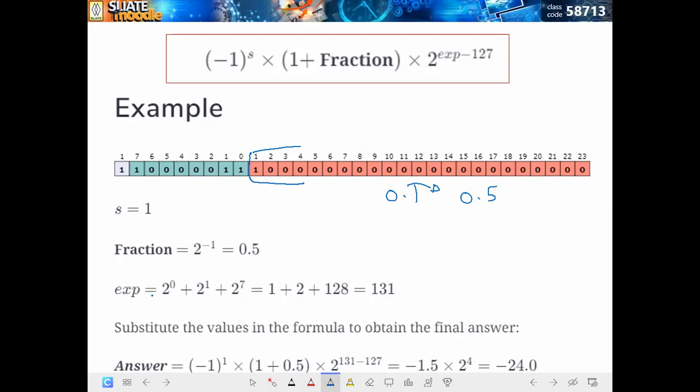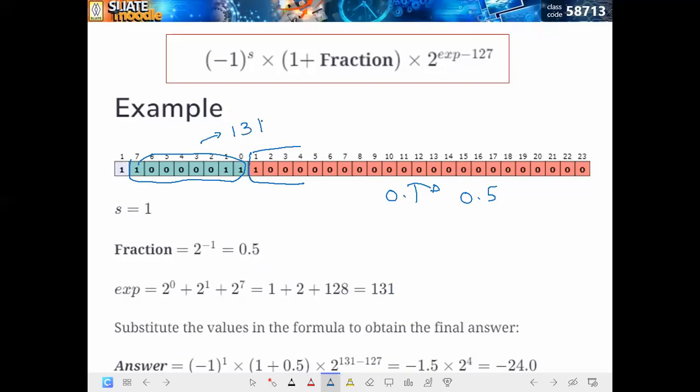Then the exponent. In the exponent, right, you have to find the decimal value of this one. Then you get 131. When you convert this exponent, you get 131.